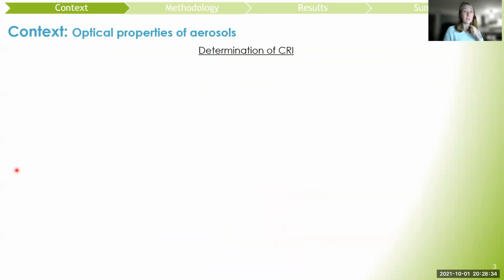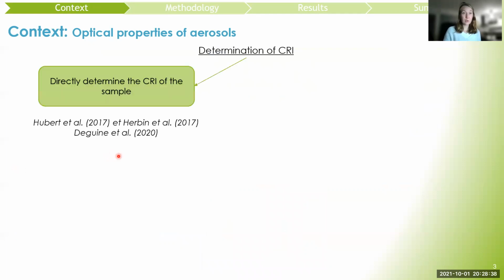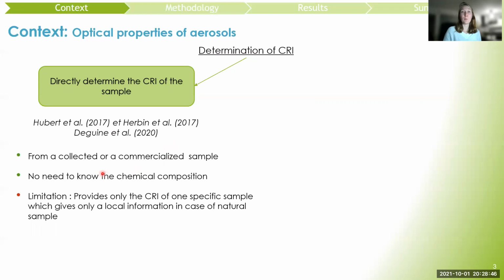So first we have to determine the complex refractive index. There are two ways. First, we directly determine the complex refractive index of the sample, and this methodology has already been done in our team. We use a sample like a collected sample or a commercialized sample. We don't need any information about the chemical composition, but it only provides the refractive index of one specific sample, which is not giving global information on the natural sample.